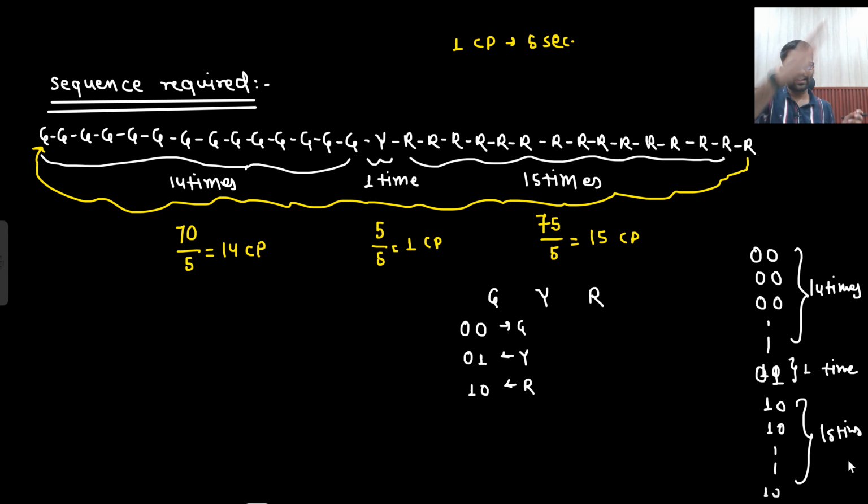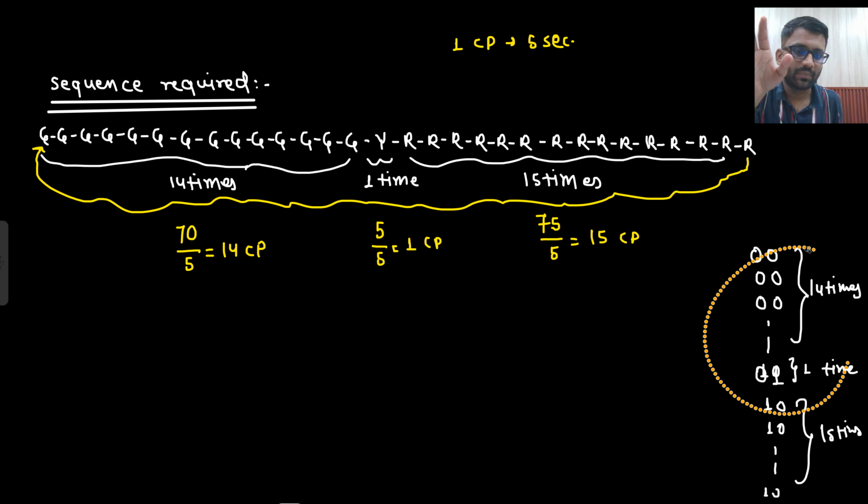Green, yellow, red, all three are different. I am representing 0 0, 0 1 and 1 0. 14 times I need 0 0, then one time I need 0 1, and again 15 times I need 1 0. Say yes or no? Understood? Everything is crystal clear. Now till this point everything is clear, so now we can go to the next page.